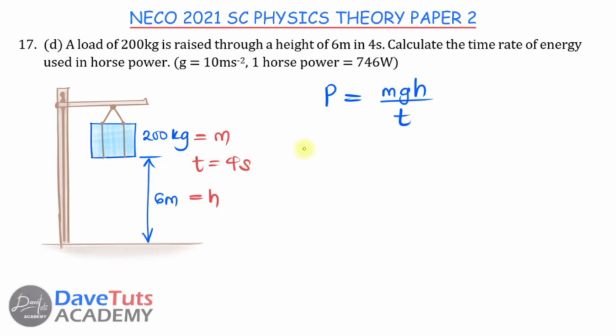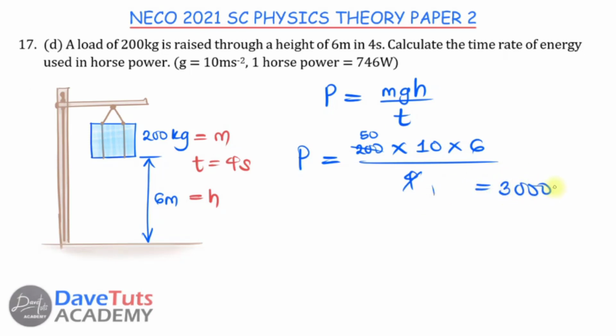If you want to put in those parameters, the power will be the mass, which is 200 kilograms, multiplied by the acceleration due to gravity, 10, multiplied by the height, which is 6 meters, divided by the time, that is 4 seconds. So 4 into 200 is 50, so we have 500 times 6. That is 3000 watts.